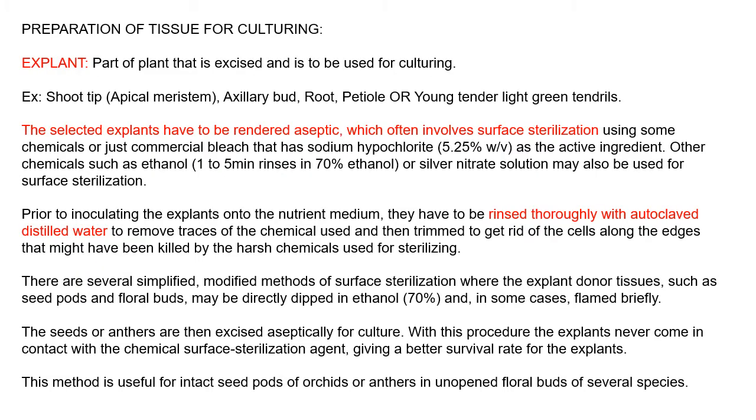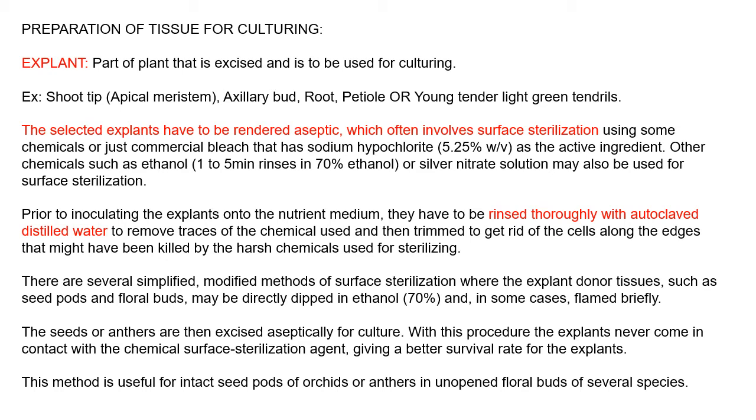Now, preparation of tissue for culturing. For example, we are working with explants. So what is an explant? The part of a plant that is excised and is to be used for culturing is known as an explant. The explant can be a shoot tip, which is the apical meristem, or an axillary bud, roots, petiole, or young tendrils, young tender light green tendrils. The selected explant has to be rendered aseptic, which often involves surface sterilization.